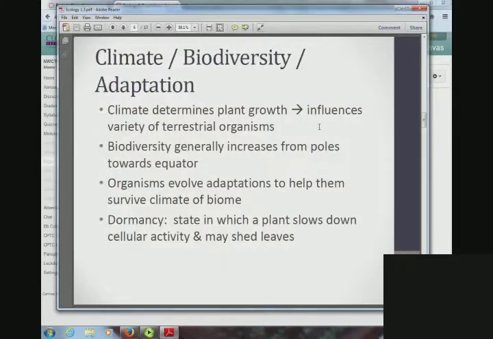Since climate determines plant growth, it's going to have influences on the variety of terrestrial organisms. Biodiversity generally increases from the poles towards the equator. That's going to give you more variety of organisms as you move towards the equator and the environment is milder. Organisms evolve adaptations to help them survive in the climate of the particular biome they live in. One way of surviving is using dormancy, a state in which the plant slows down its cellular activity and may actually shed the leaves. Many plants will do this during the winter months.